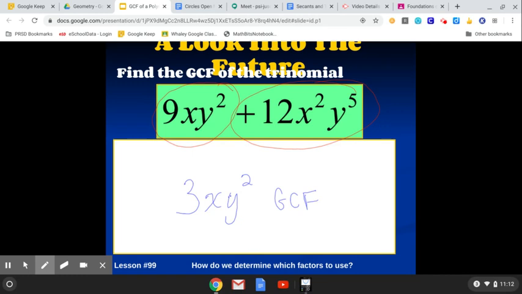Little hint, you're going to find out tomorrow that means this was the piece that was distributed to something else to give you this whole thing. All right, but let me not get too deep. That's it for today's video. Tonight, you'll practice that for your homework. You're going to go ahead and find the GCF of a polynomial. Good luck.